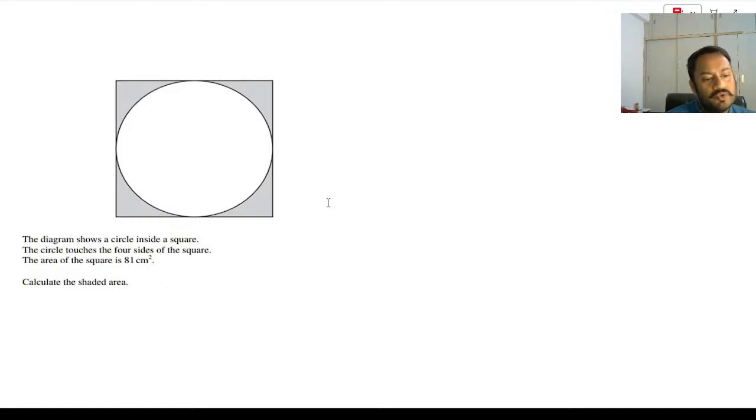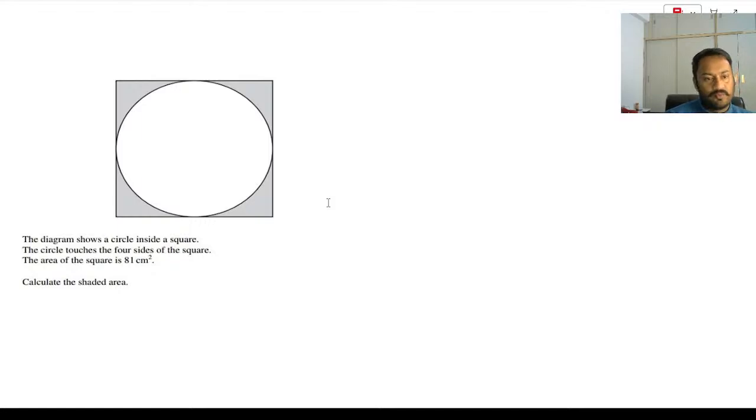The diagram shows a circle inside a square. So you can see a circle inside a square. The circle touches the four sides of the square and the area of the square is 81 centimeter square, right? So this is given to you. Now calculate the shaded area.